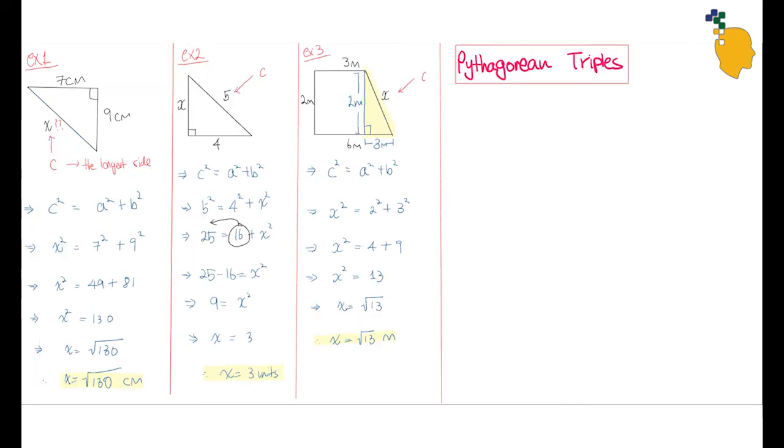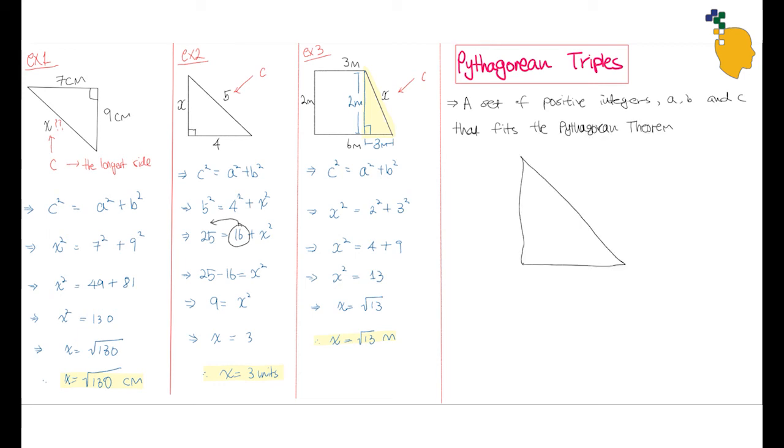The last thing I want to talk about today is Pythagorean triples. It's a set of positive integers a, b, and c that fits the Pythagorean theorem. C squared is a squared plus b squared. I'll list down 5 sets of Pythagorean triples, which are very common in math questions. The first one is 3, 4, 5.